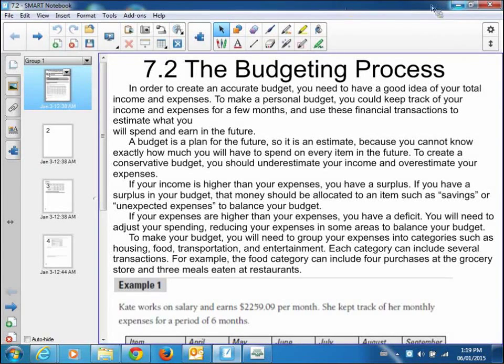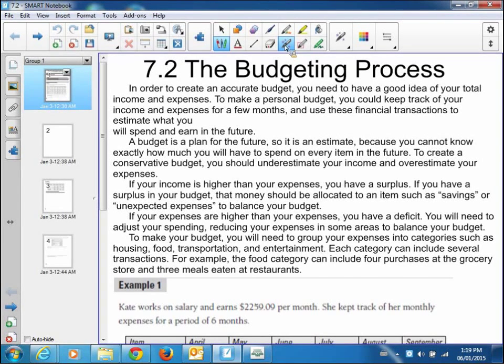7.2 is the budget process, budgeting. I'm going to read through this just to make sure that you actually read through this with me. In order to create an accurate budget, you need to have a good idea of your total income and expenses. To make a personal budget, you can keep track of your income and expenses for a few months. Use those financial transactions to estimate what you'll spend and earn in the future. A budget is a plan for the future, so it's an estimate because you cannot know exactly how much you'll have to spend on every item in the future. To create a conservative budget, you should underestimate your income and overestimate your expenses.